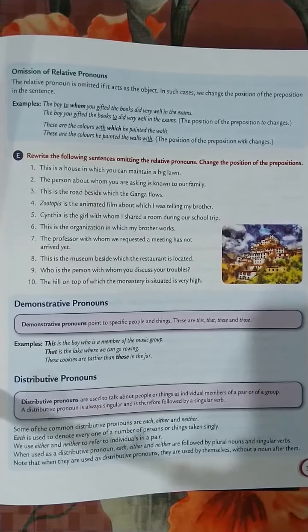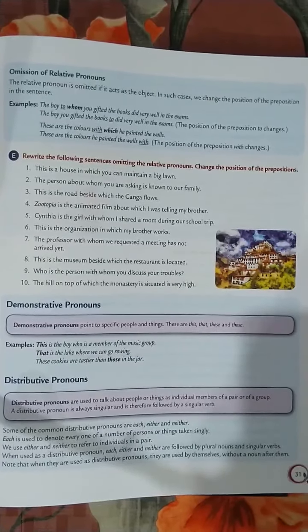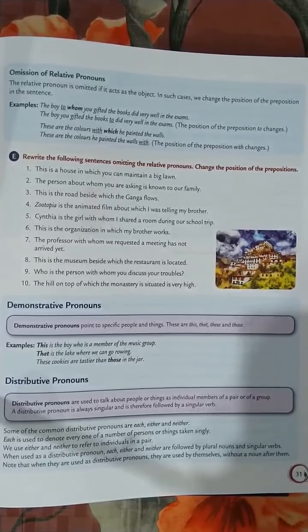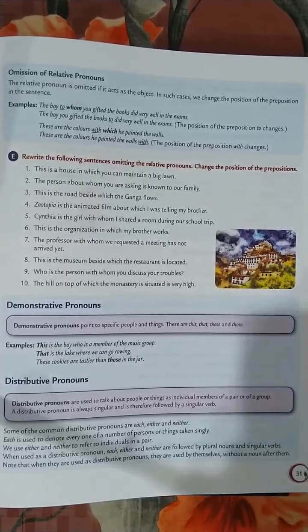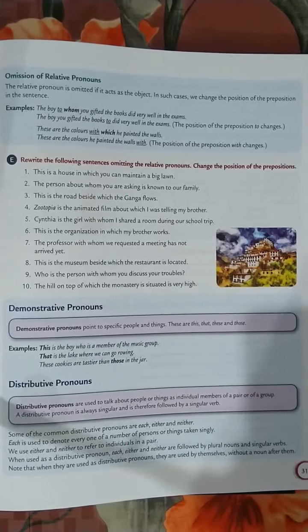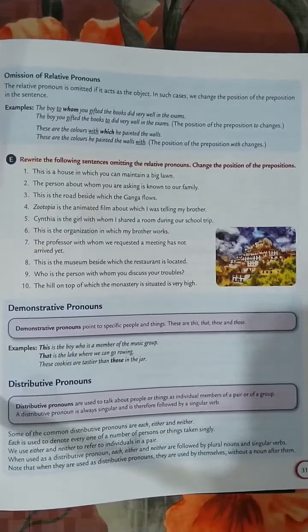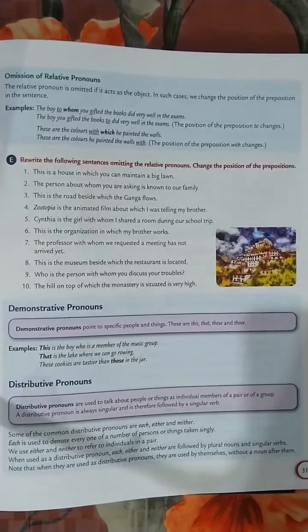Take either this or that: in a pair you have kept two pencils, and you are asking them, either you take the blue one or the red one. So in a pair you are referring to them individually. Either this or that, either the blue pen or the red pen, not together. Neither the red pen nor the blue pen.